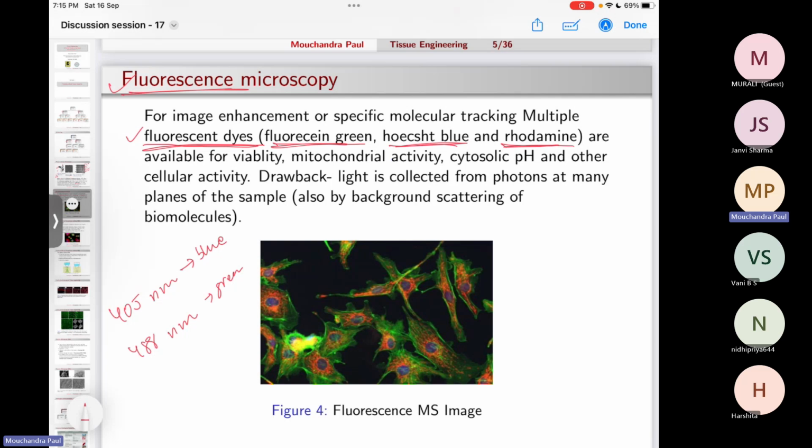That wavelength of light gets absorbed by... Ma'am, yes, ma'am, some people are waiting for your request acceptance in the meeting. Okay, okay.